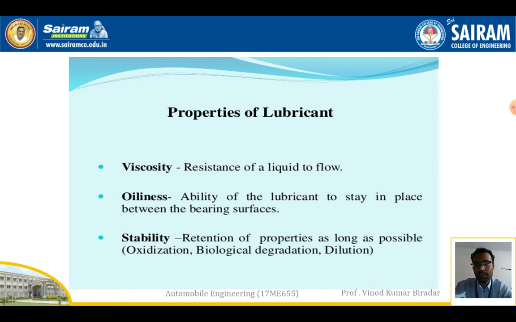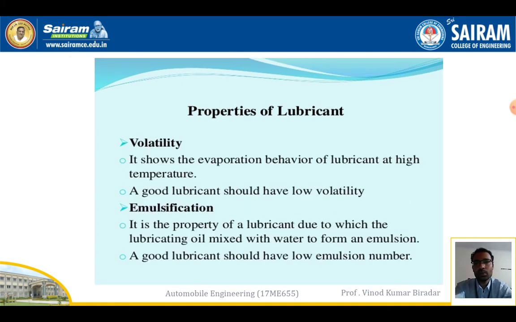There are eight properties of lubricant system. First one is viscosity, that is the resistance of a liquid to flow. Second one is oiliness, the ability of the lubricant to stay in place between the two bearing surfaces. Now stability: retention of the property as long as possible is called stability. And volatility shows the evaporation behavior of a lubricant at high temperature. A good lubricant should have low volatility.